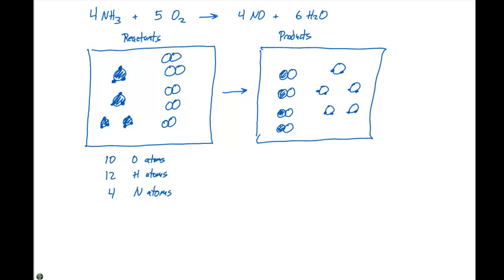So this is an atomic representation of what's happening on the reactants and the product side. And let's count. We have 1, 2, 3, 4, 5, 6, 7, 8, 9, 10 oxygen atoms. We'll count in the larger, slightly filled in spheres, which will be 4 nitrogen atoms. And then counting up the small filled in dots, which are the hydrogen atoms, there's going to be 12 of them.